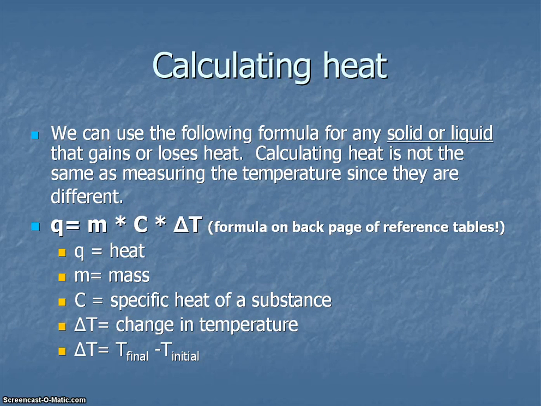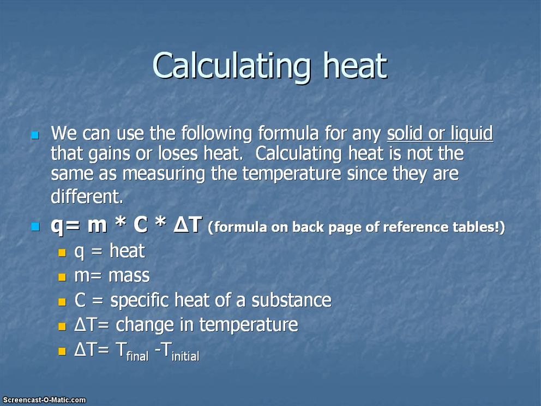Okay, calculating heat. We can use the following formula for any solid or liquid that gains or loses heat, not gases. Calculating heat is not the same as measuring temperature since they are different. Okay, we can't just measure heat by the temperature of a thermometer. Okay, so the temperature of the thermometer will help us measure heat, but it's not going to be the measurement of heat. Okay, so our formula here is going to be Q equals M times C times delta T.